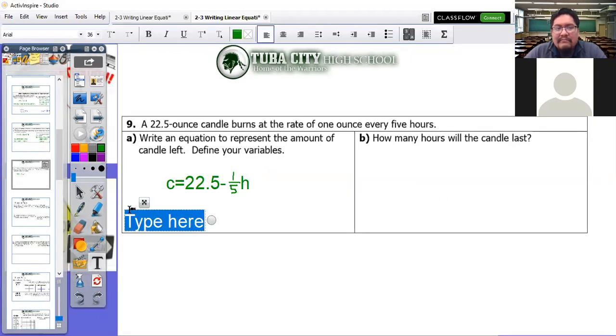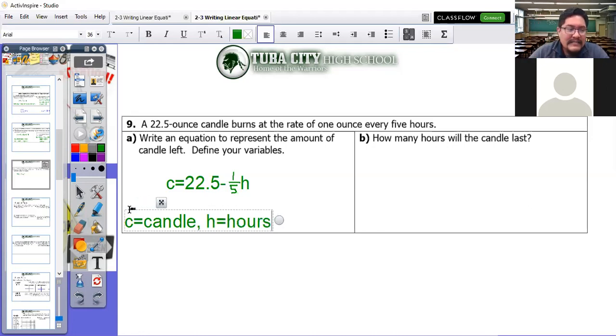Maybe you'll understand it pretty easily, but I think most people would probably think, if I said 1 ounce every 5 hours, they'd put 5H there. But again, in 5 hours, it'll burn 1 ounce. In 10 hours, it'll burn 2 ounces. So it does require a little bit of thinking. Now, I'm just going to say that C is candle length or candle size, and H is hours. I'm going to keep it kind of simple.